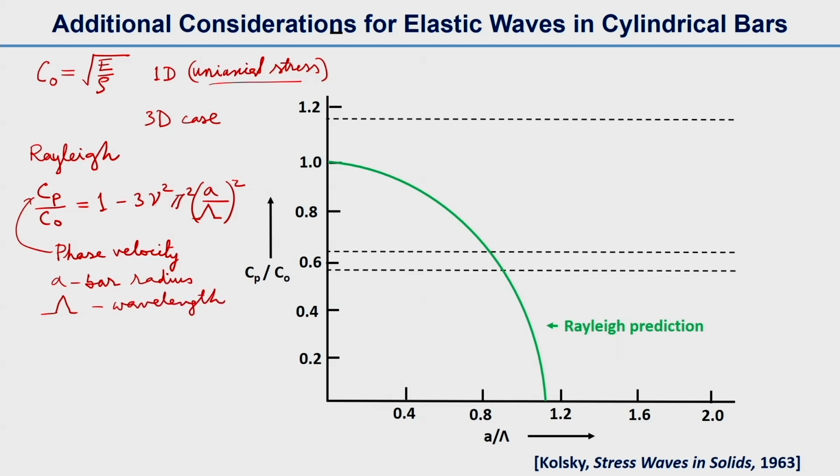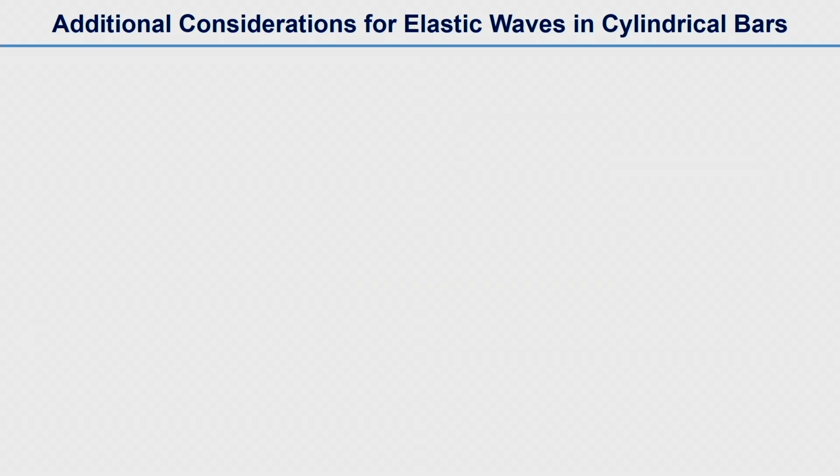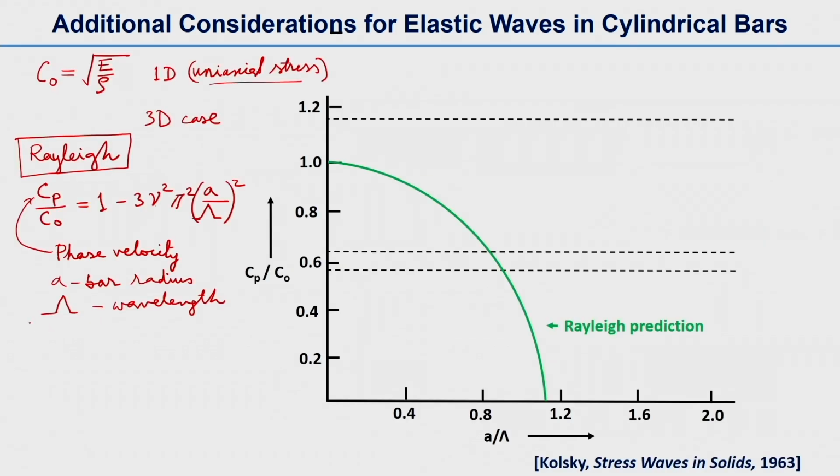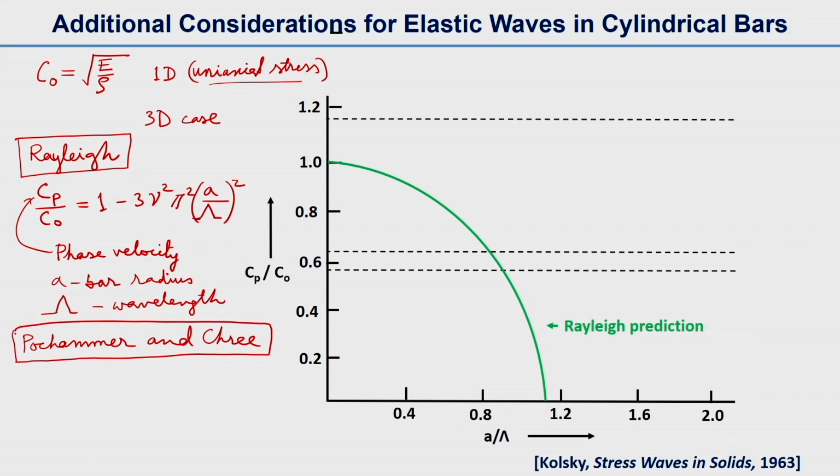So this is the calculation proposed by Rayleigh, and another calculation was proposed by Pochhammer and Tree. So this is another one. We will plot both of these, so we don't include the equations for the second one.